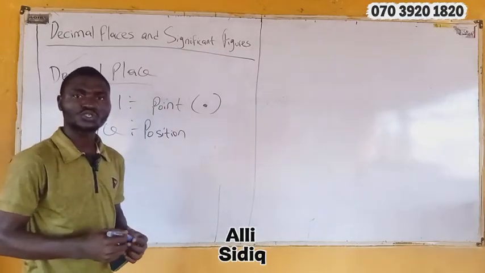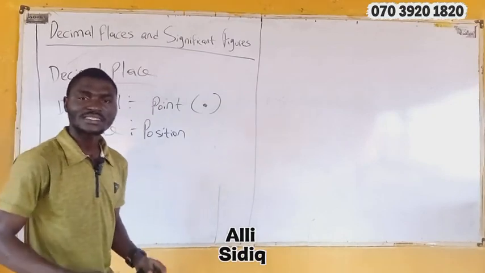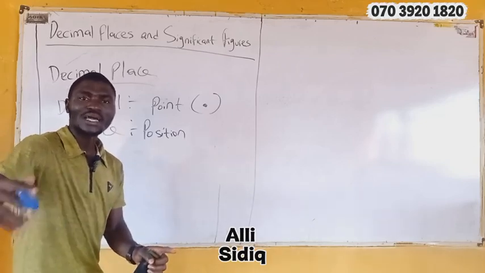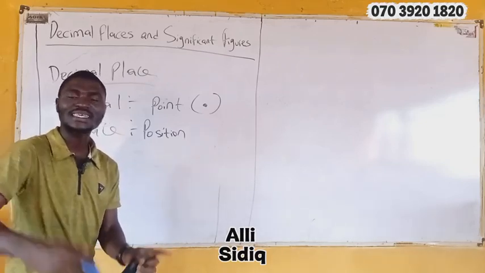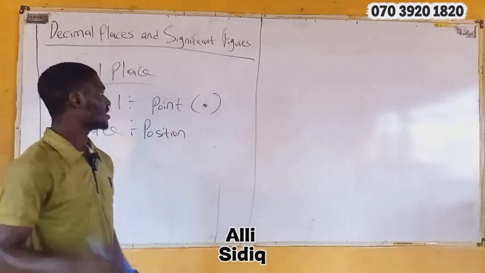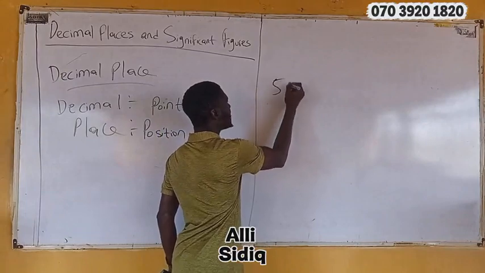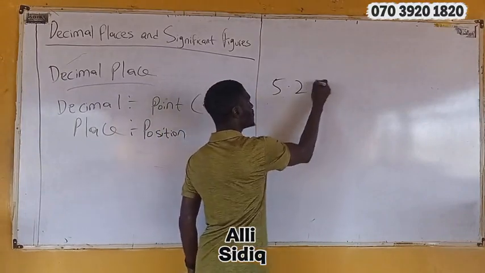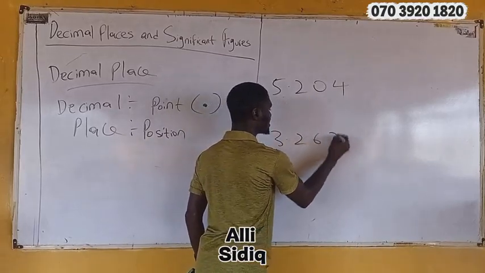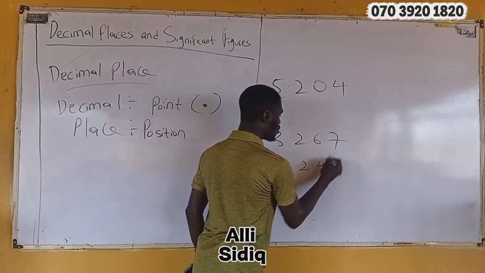The normal questions that will be given to you in JAMB will be to correct this particular figure to a particular decimal place. It can be 2 decimal places, 3 decimal places, 4 decimal places. So let me use an example for you. If I have 5.204, I have 3.267, 8.2413.